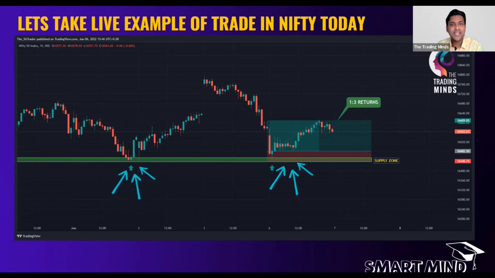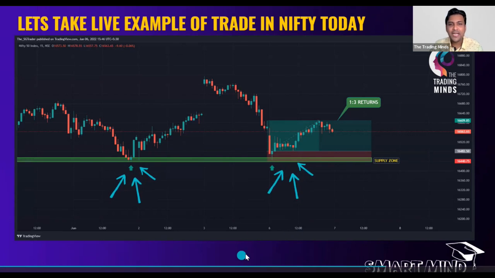So let me go to the chart now. Let me open the chart for you and let's try to draw these supply and demand zones, identify them, and then understand when to take an entry and when to take an exit. So do you want to try it practically? Then follow this methodology. Let me open the TradingView terminal for you.